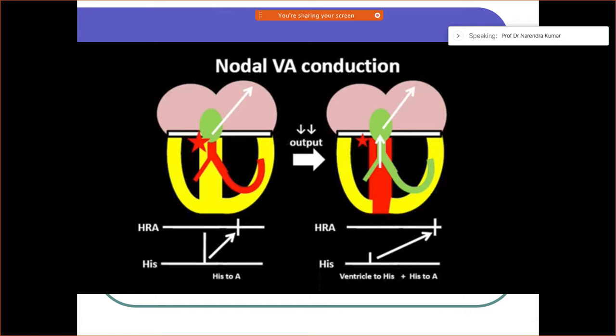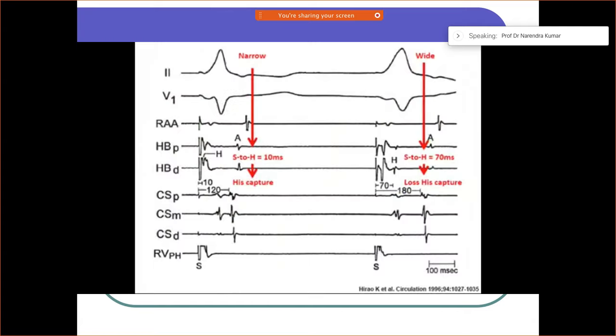And what tends to happen for the nodal VA conduction? So in the nodal VA conduction, as I had already said, from the his to the A, and the other one, the conduction is different, right? So let me try to show you, okay, I have already showed you some theoretical things and all. So what is happening in the practical?